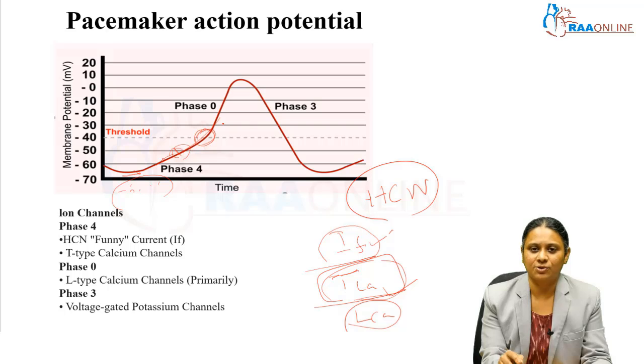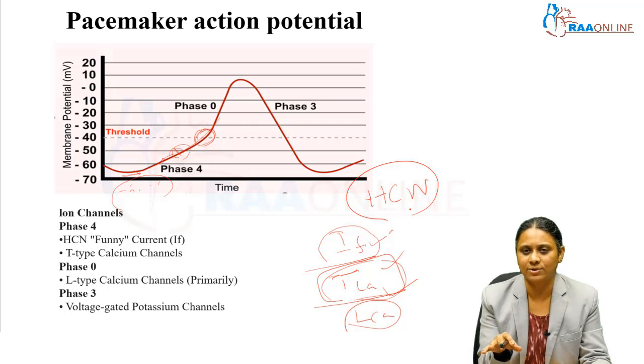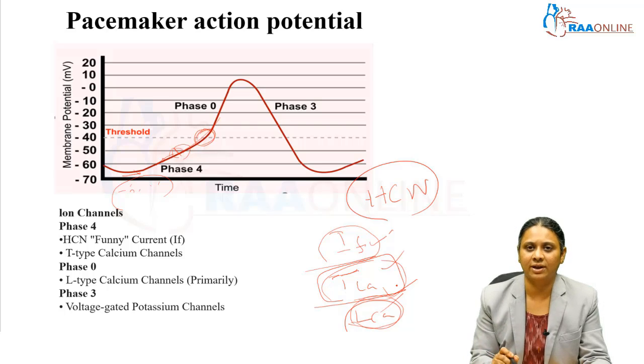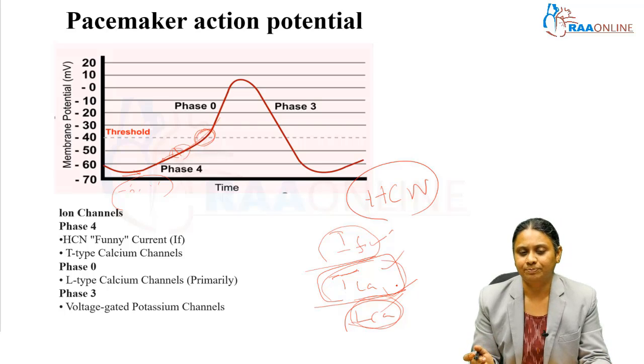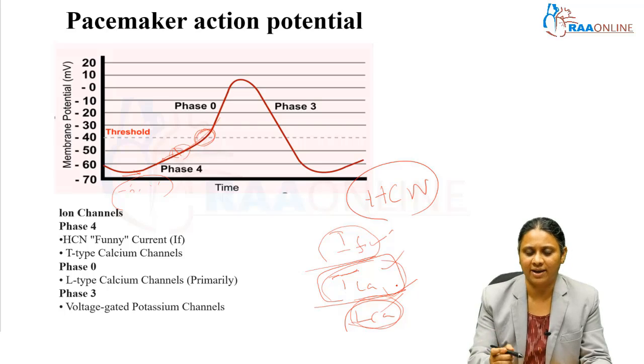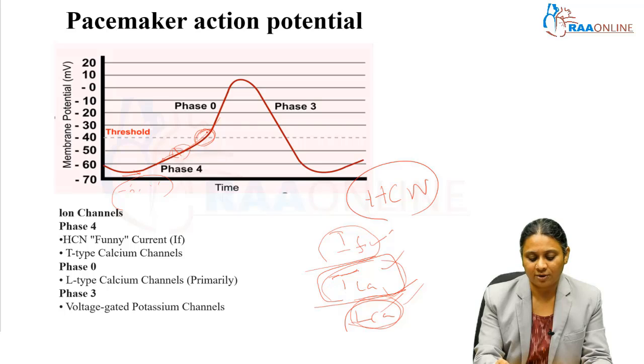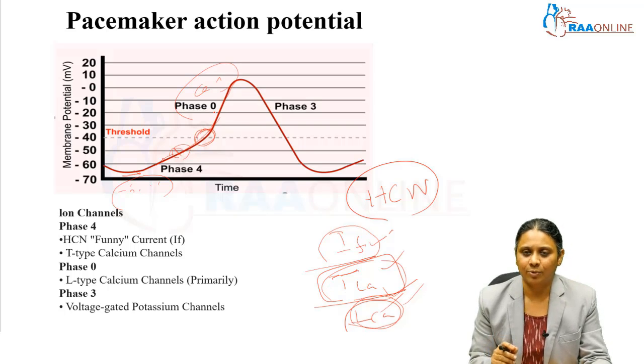So, after this threshold, the T type, as the name suggests, is transient, it closes. Then the L type, which is also called a low threshold type, or in other words, a large influx of calcium, because that is going to propagate the action potential. So, the L type calcium channel opens, allowing a lot of calcium influx. So, the pacemaker potential depolarization is because of calcium influx, while the myocyte potential is because of sodium influx. That is a major difference.